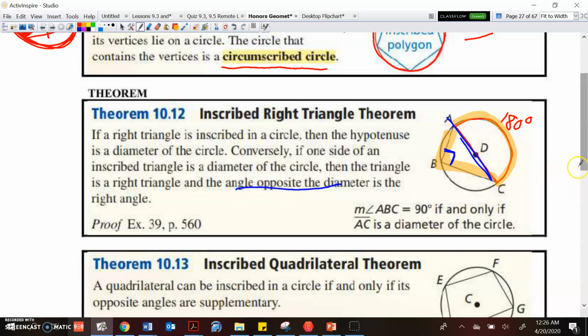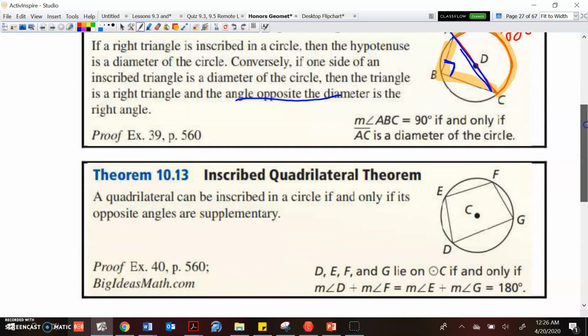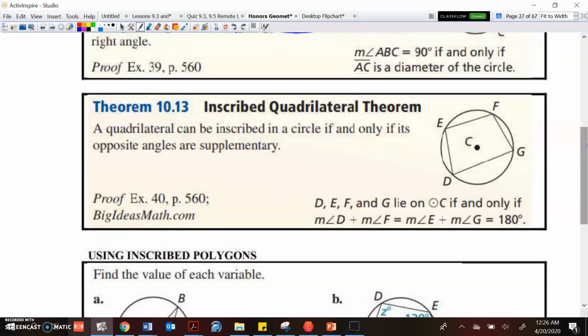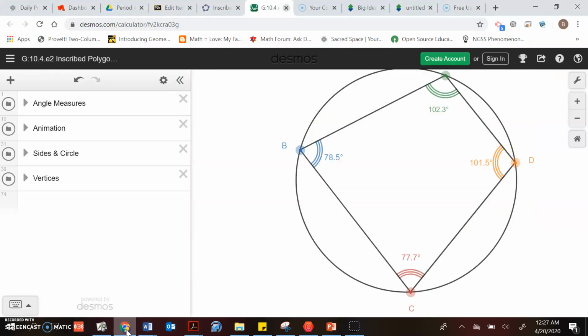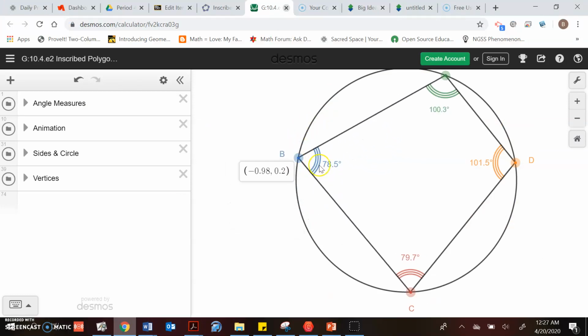And the right angle has to be the one that's opposite the diameter, which is what it finishes up by saying. Alrighty. So next one says inscribed quadrilateral theorem. A quadrilateral can be inscribed in a circle if and only if its opposite angles are supplementary. So this angle and this angle, E and G, and then F and D. Here's just a little picture of that. If I move these around a little, 78.5 and 101.5 are supplementary. 103 and 79.3, supplementary.